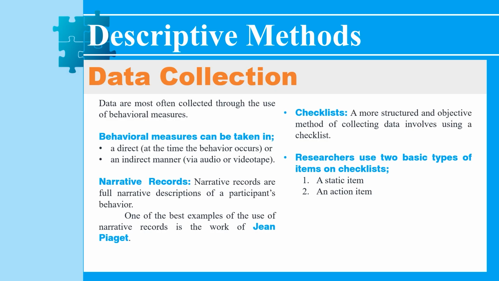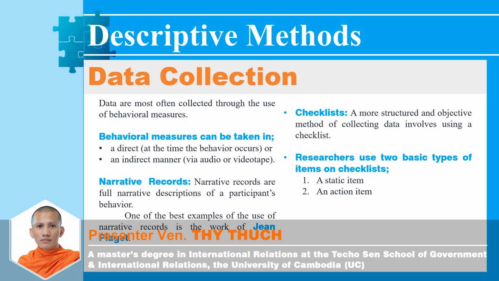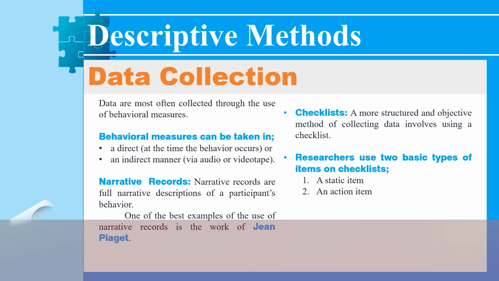The second type of item on the checklist is an action item. An action item is used to record whether specific behaviors were present or absent during the observational time period. Action items could be used to record the type of stop made at a stop sign, complete, rolling, or none, or the type of play behavior observed in children, including solitary, cooperative, or parallel.